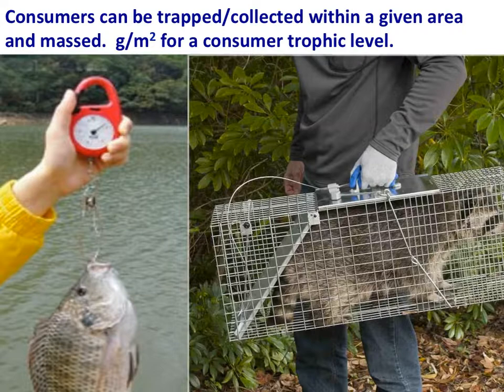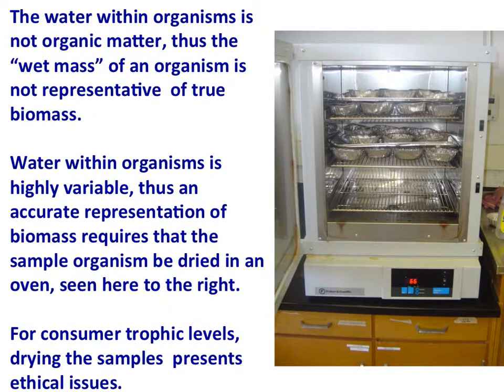Evaluate. You need to be able to evaluate the method. Dry mass best represents biomass of the trophic level, but to measure the dry mass of a consumer would raise ethical questions. The water within organisms is not organic matter, thus wet mass of an organism is not representative of true biomass. Water within organisms is highly variable, thus an accurate representation of biomass requires that the sample organism be dried in an oven, seen here to the right. For consumer trophic levels, drying the samples presents ethical issues.